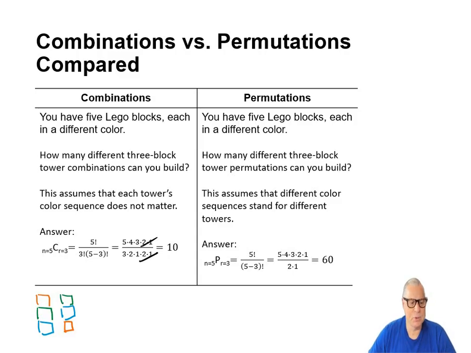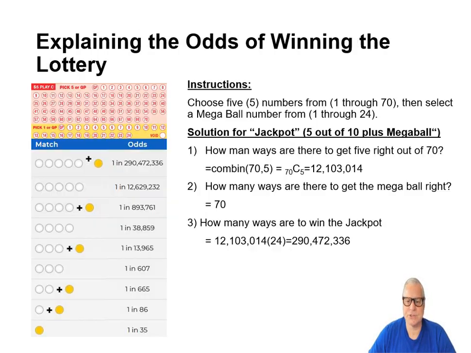So let's do another example, which explains the odds of winning the lottery. Here we have a lottery where you can win a jackpot if you get 5 numbers right out of 70. And then you also need to select a mega ball, which is a number between 1 and 24. Okay, so earlier we talked about the multiplication rule. Here we need to apply the multiplication rule too.